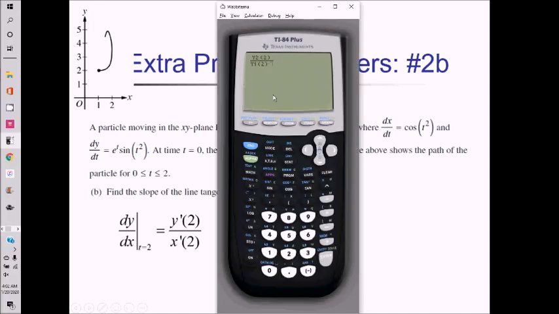To do this on the calculator, I'll just do a fancy fraction here. We've got y2 of 2, that's y prime. y1 of 2 was x prime. Press enter. And that's about 8.555.